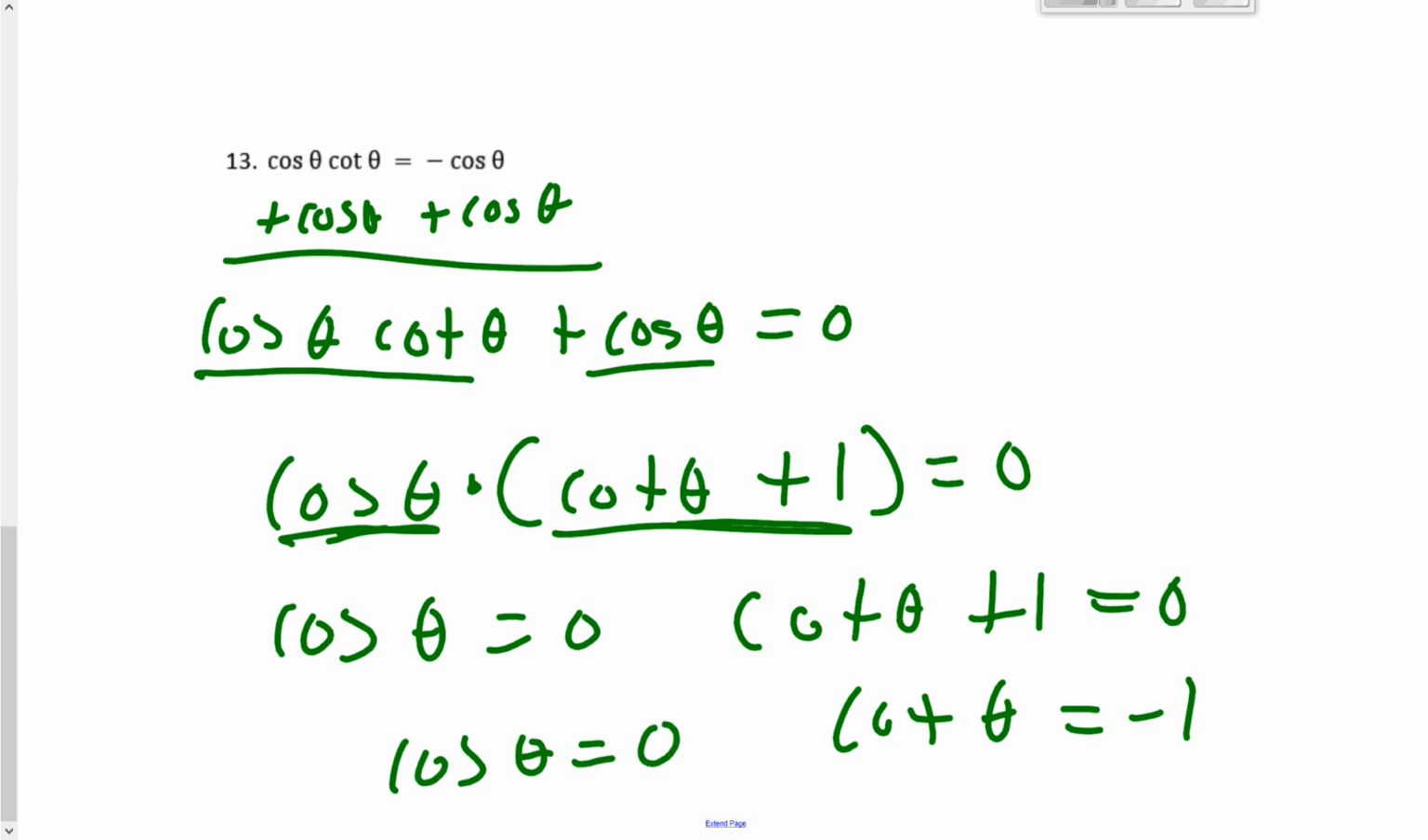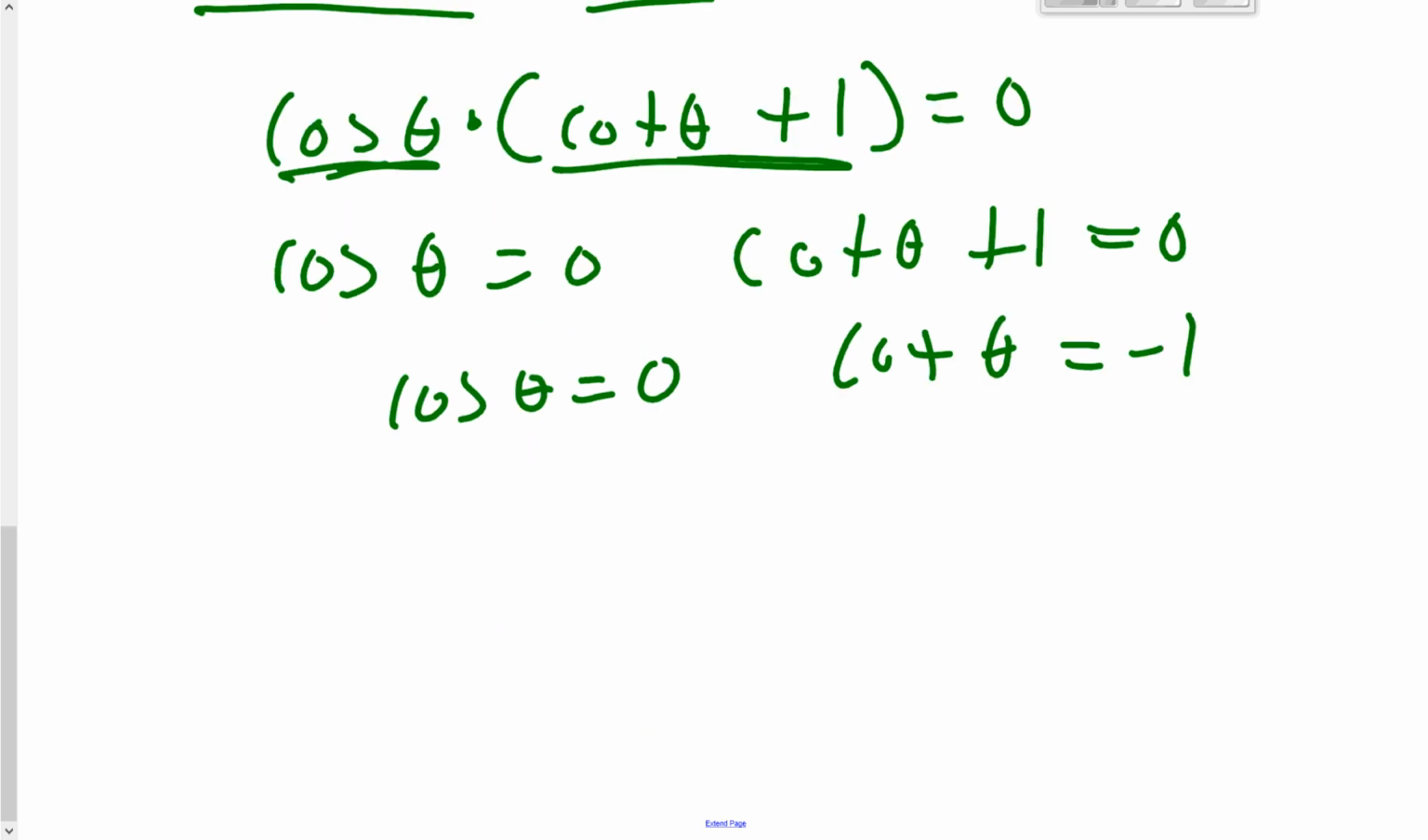0? Well, cosine of 0, we already did this problem at the very beginning, right? Cosine of 0 was at 90 degrees and at 270 degrees. So 90 degrees and 270 degrees, that's our theta for this one, and then our theta for this one.